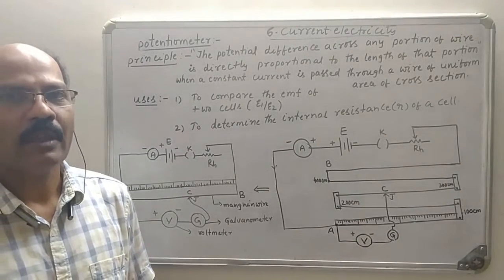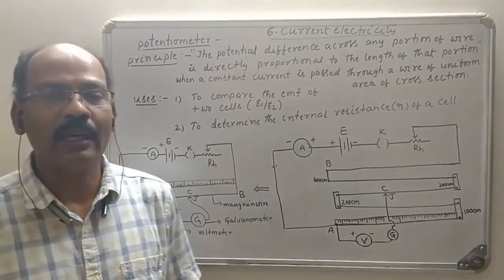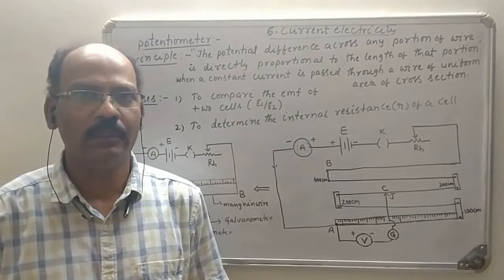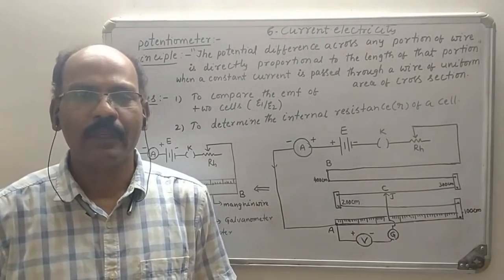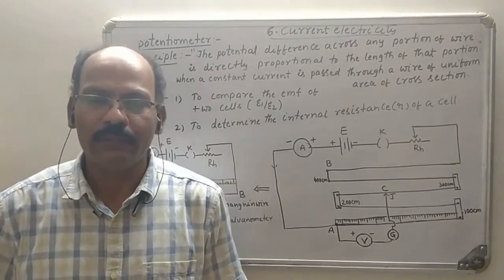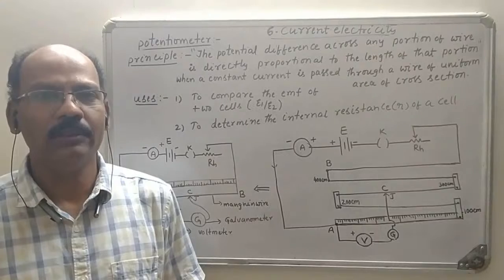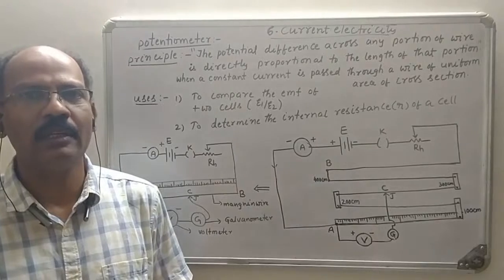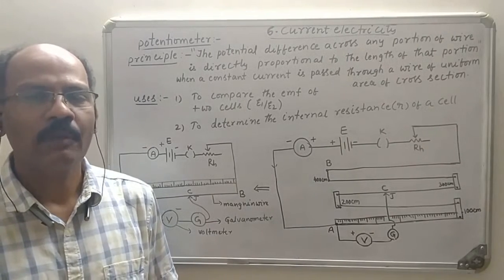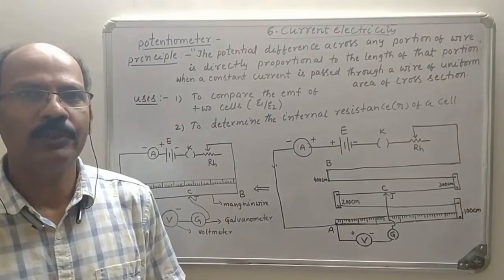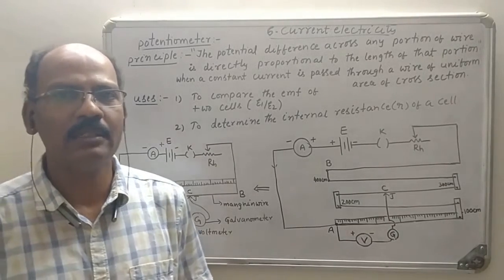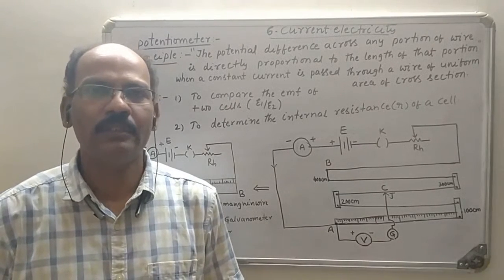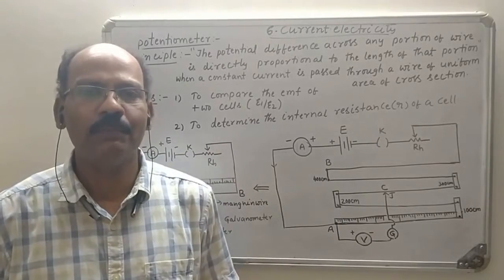Why does it give the accurate value? The potentiometer cannot draw any amount of current from the given closed circuit, but the voltmeter can draw some amount of current from the given circuit. As a result, it will not give the accurate value of potential difference. Due to that reason, potentiometer is preferable to measure the potential difference between two points rather than voltmeter. So this is an important, very short answer type question.